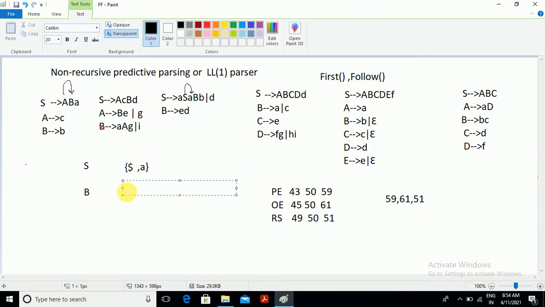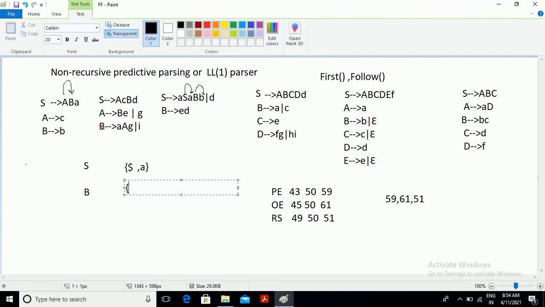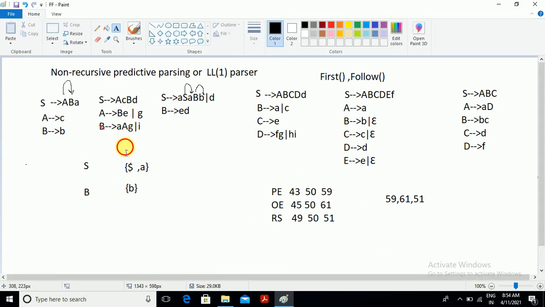Then what are the follows of B? B appears in only one place, and there it is followed by small b. Since B is followed only by small b, the follow of B will be small b. So these are the follow sets of the third grammar.